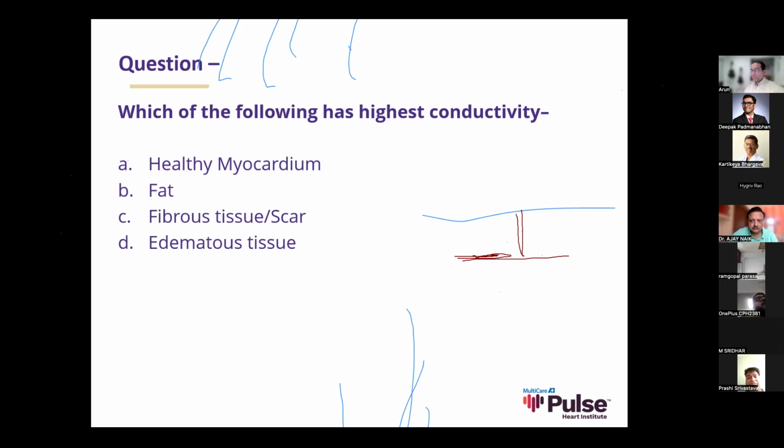Okay, good. So we have choice 1, 75%. Are they able to see the poll results, or only I am able to see the poll results? Everyone is. Okay. So the answer is healthy myocardium. Everything else has very high impedance values.